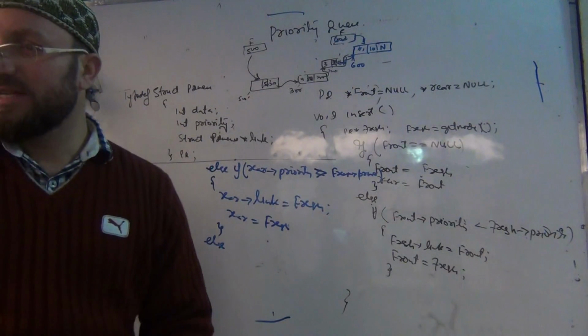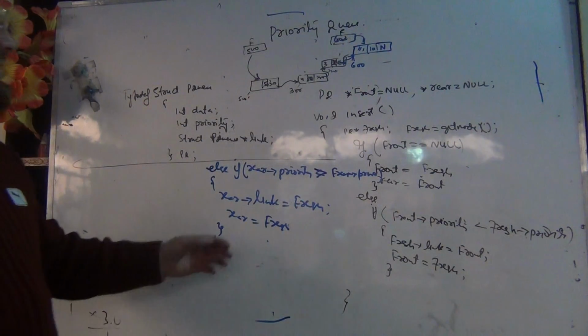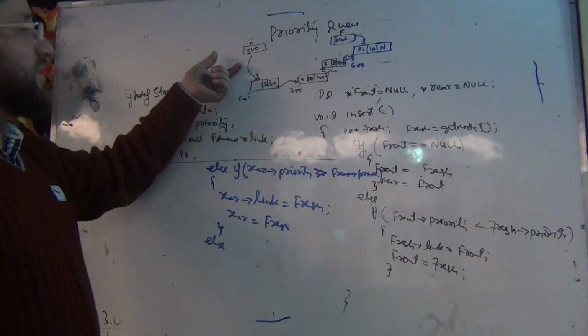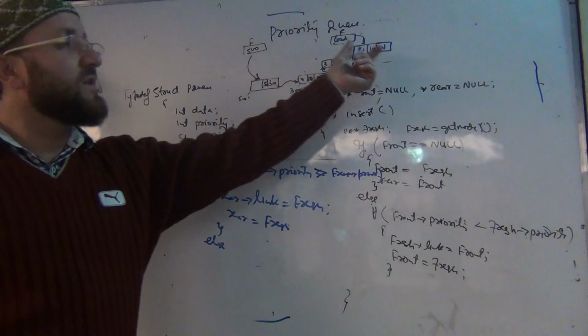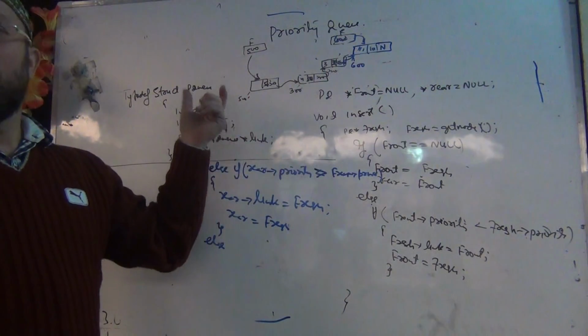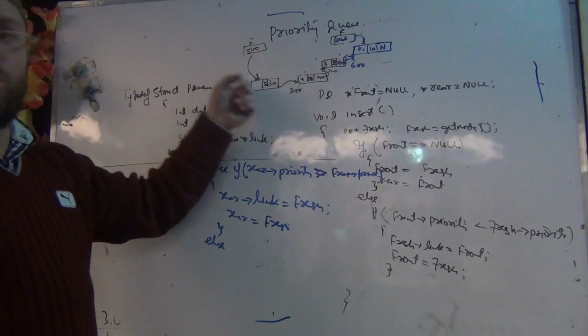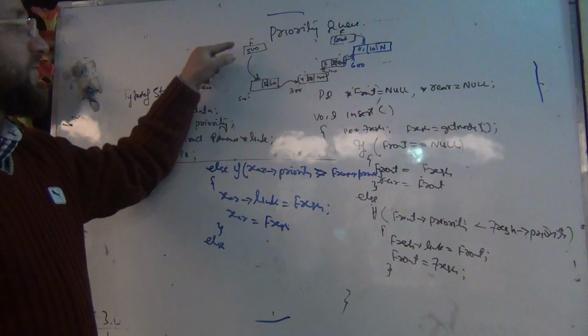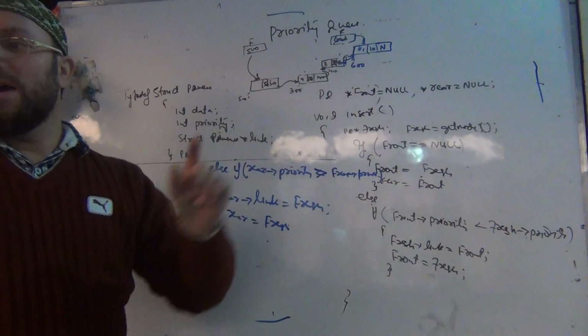Else. I will not say else if now, I will say else, because what is left out is somebody who is not greater than this and not less than this. That means some node which is in between. So I have to find from the start. This time I have to go from the front and seek where it should be put in.